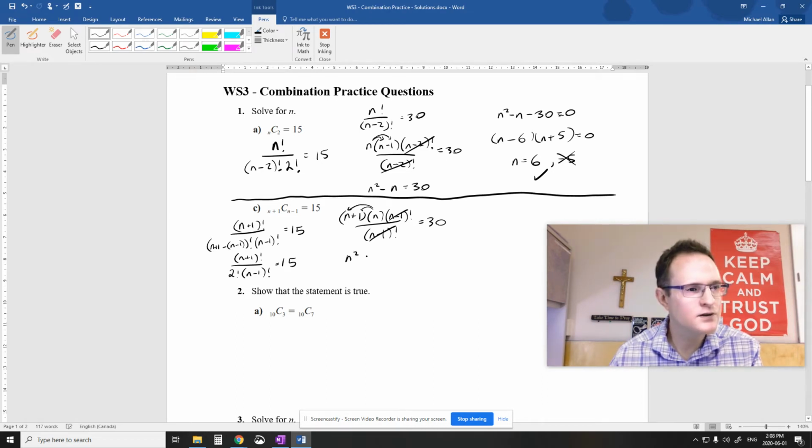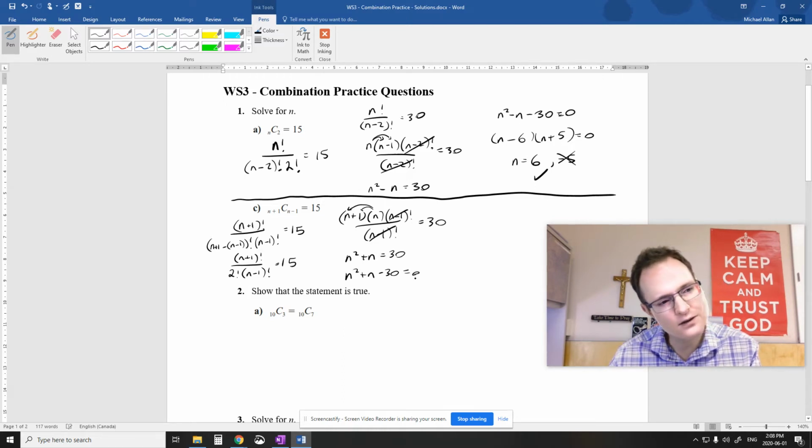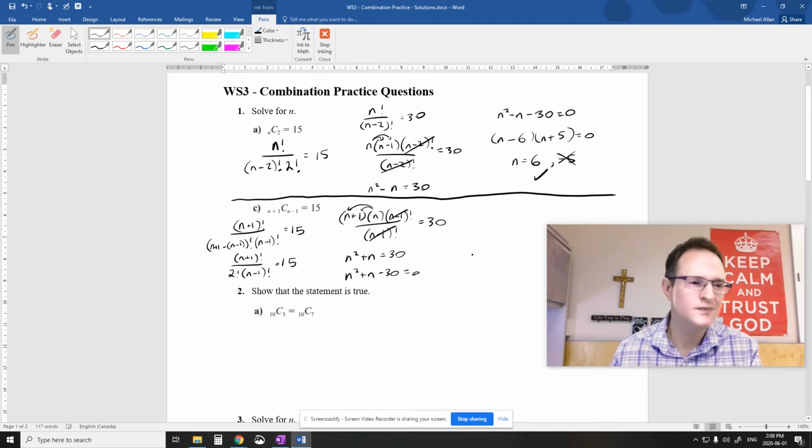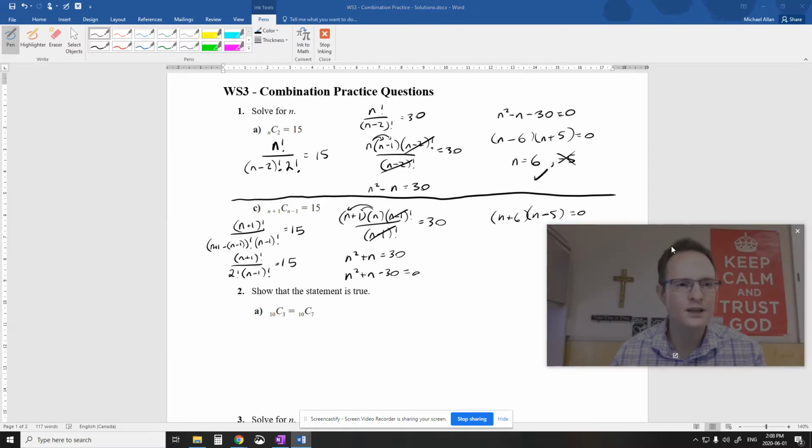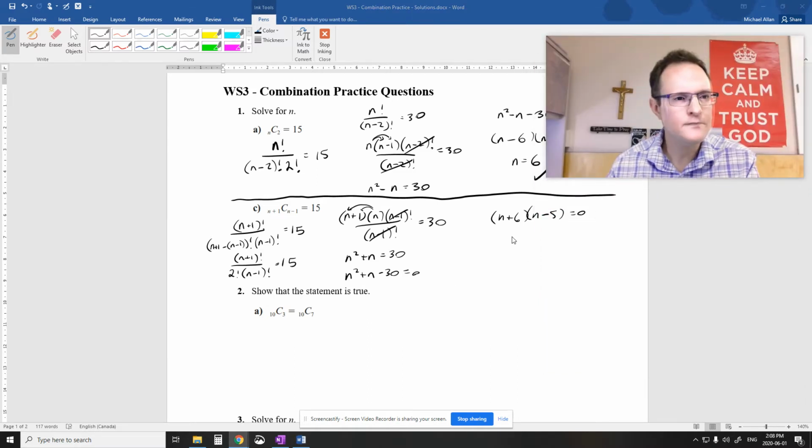So I get n squared plus n is equal to 30. N squared plus n minus 30 is equal to 0. And I'm going to factor this. So if I factor this, I'm going to get n plus 6 this time, and n minus 5 is equal to 0. Let's move my head to the top now. So n is either negative 6 or positive 5. You cross off the 6 here, so n is equal to 5.